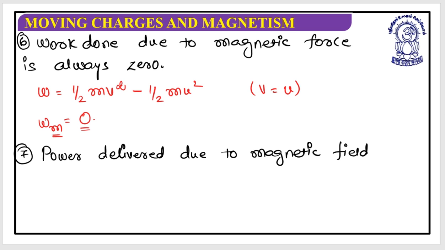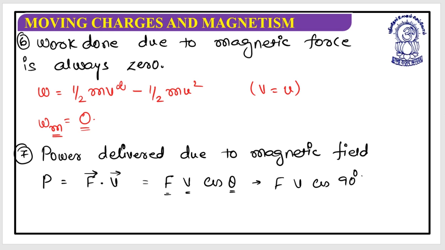Now I understood that P is equal to F dot V, so this could be written as F V cos theta. And I understand that force and velocity are perpendicular to each other when I'm talking about the power delivered due to the magnetic field. So this is F V cos 90 degrees. As I understand, cos 90 is 0, so this is 0. So the power delivered due to the magnetic field is always 0.